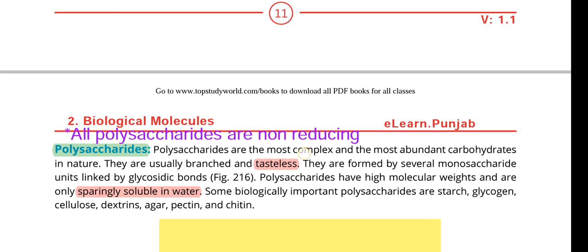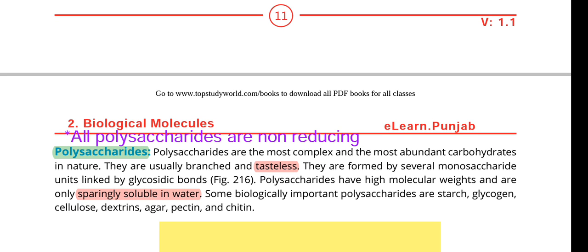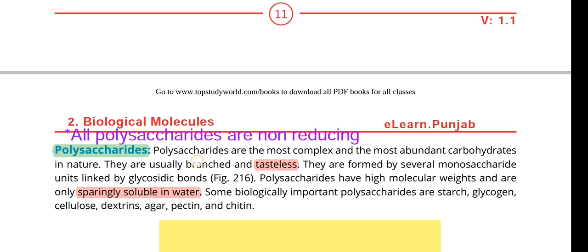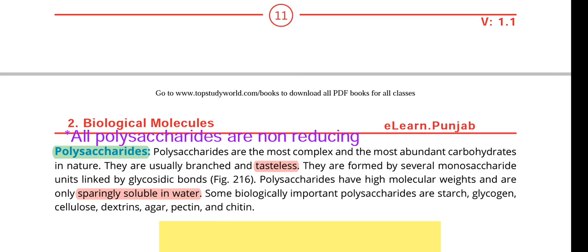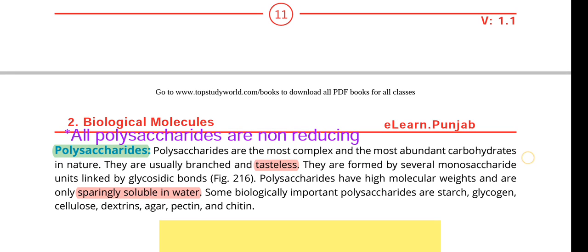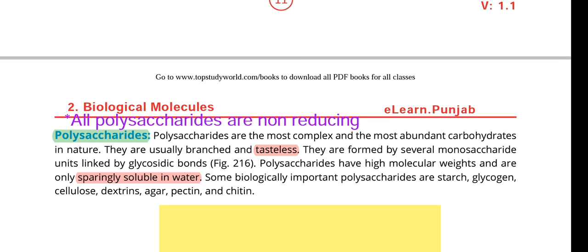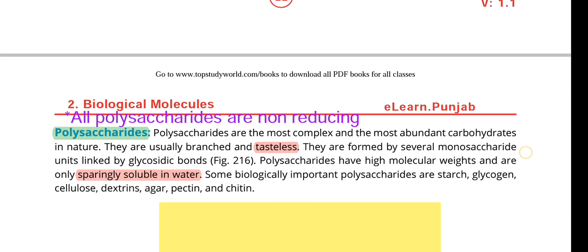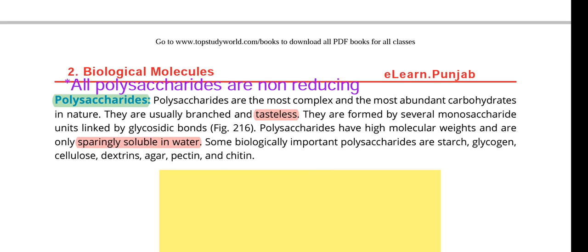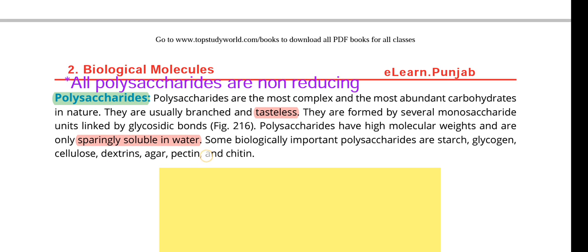Polysaccharides are the most complex and most abundant carbohydrates in nature. They are usually branched and tasteless. They are formed by several monosaccharide units linked together by glycosidic linkage. Polysaccharides have high molecular weights and are only sparingly soluble in water, only in hot water. Some biologically important polysaccharides are starch, glycogen, cellulose, dextrin, agar, pectin, chitin.